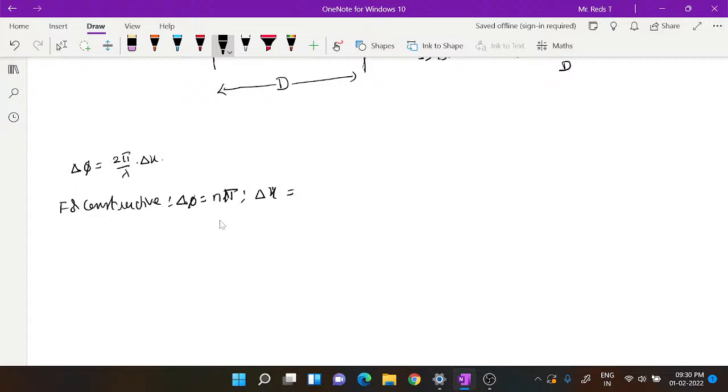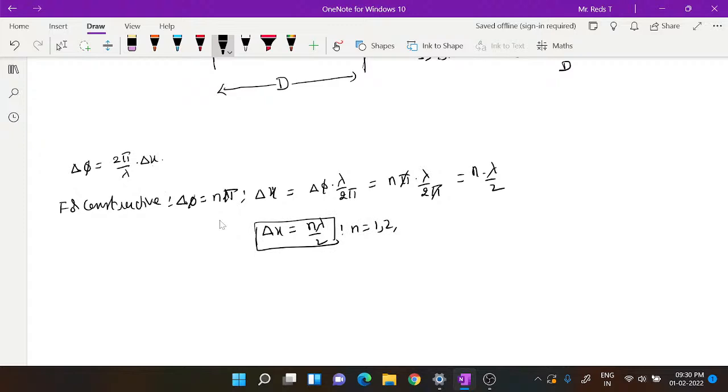For constructive interference, delta phi should be n pi. If you substitute this, delta x is equal to delta phi into lambda by 2 pi. Substituting n pi, we get n pi into lambda by 2 pi. Pi gets cancelled, and we get n lambda by 2. So for constructive interference, path difference should be equal to n lambda by 2.